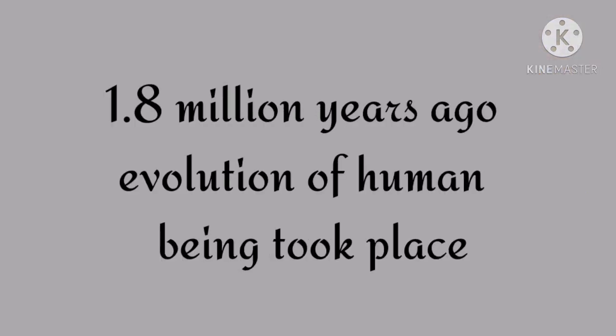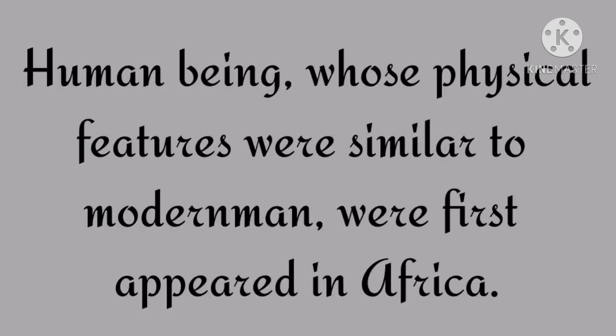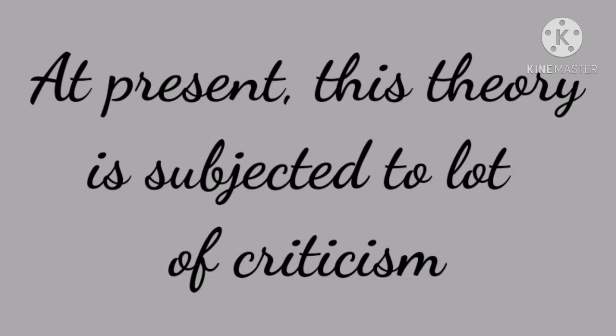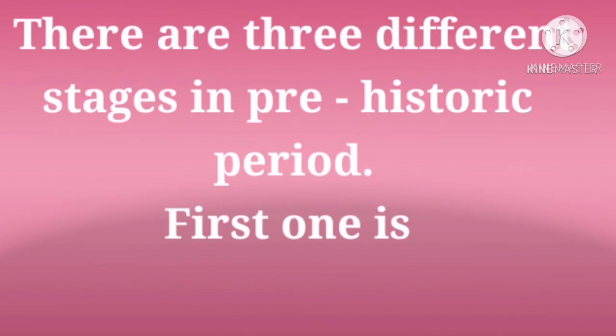1.8 million years ago, evolution of human beings took place. Human beings whose physical features were similar to modern man first appeared in Africa. It is believed that from there they migrated to various parts of the globe and settled there. At present, this theory is subjected to a lot of criticism. There are three different stages in the prehistoric period.